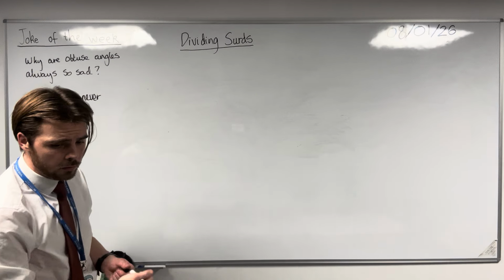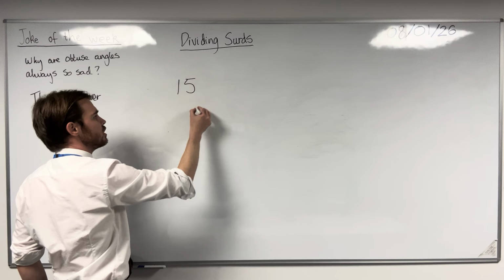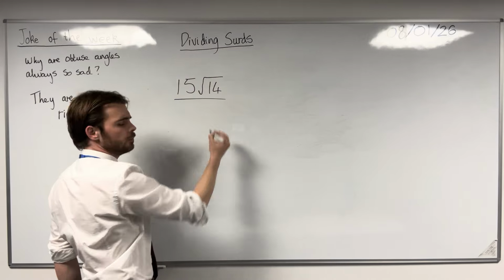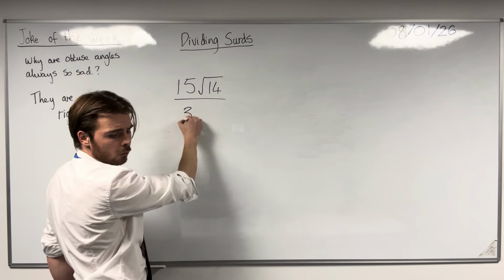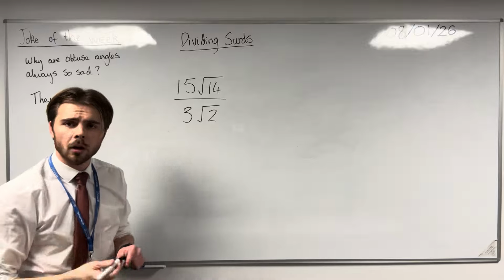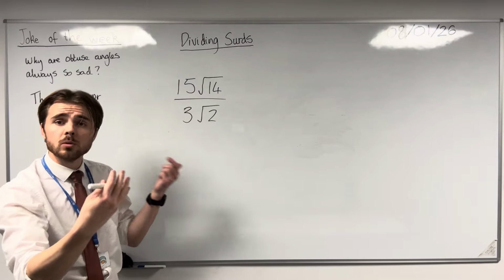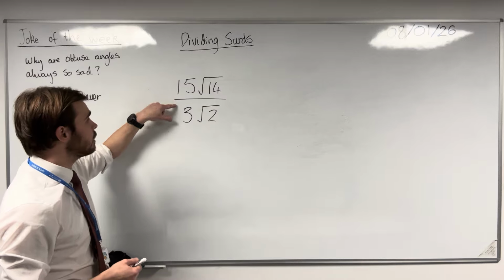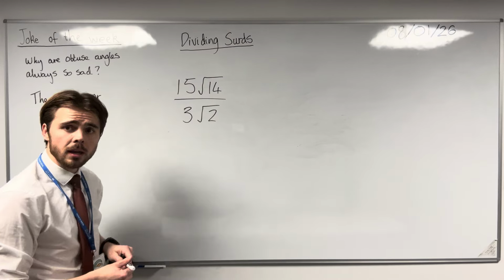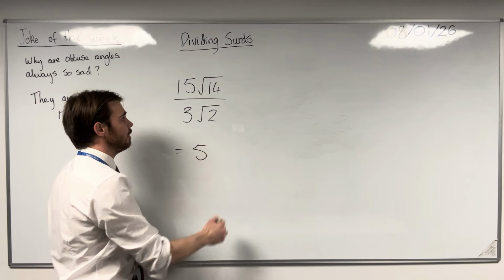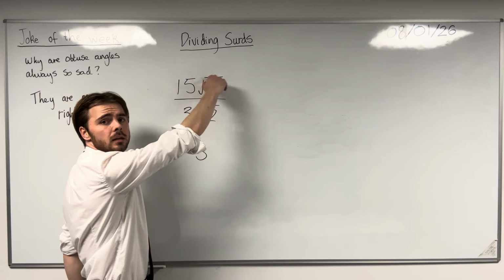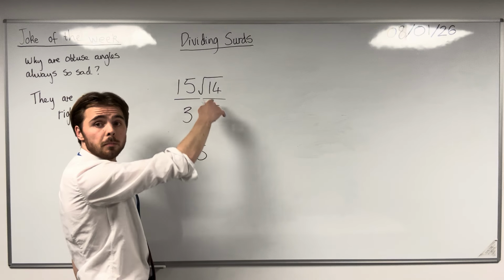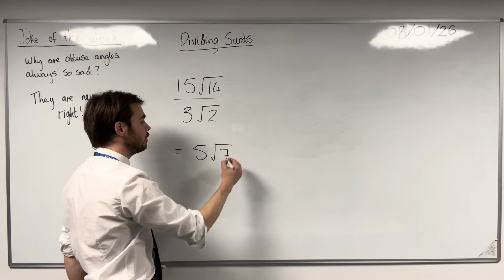All right, the next one, I have 15, which is a normal value, root 14, and then that is being divided by 3 root 2. Okay, here is my example. We've got two different ways we can go about it. We can do the normal division here. So I've got 15 divided by 3, so that is going to become 5. And then knowing that this can be written as one surd, we can have 14 divided by the 2, because they're both surds, and that will be root 7.